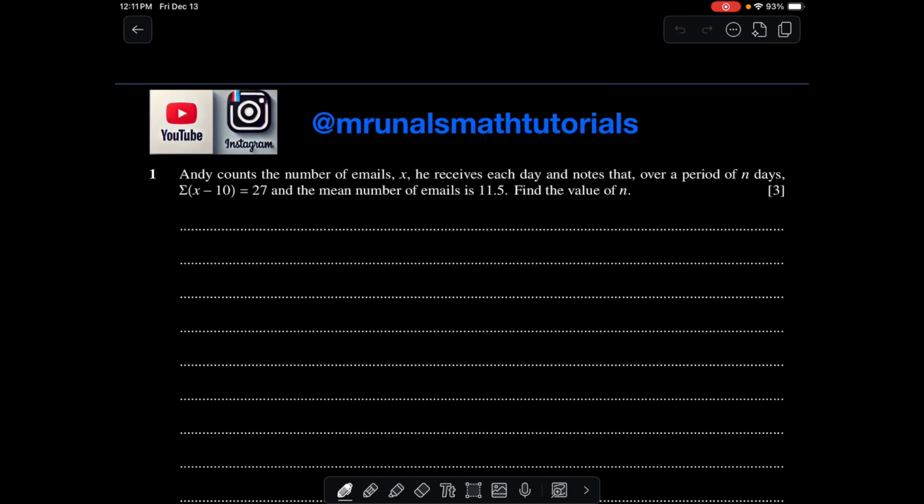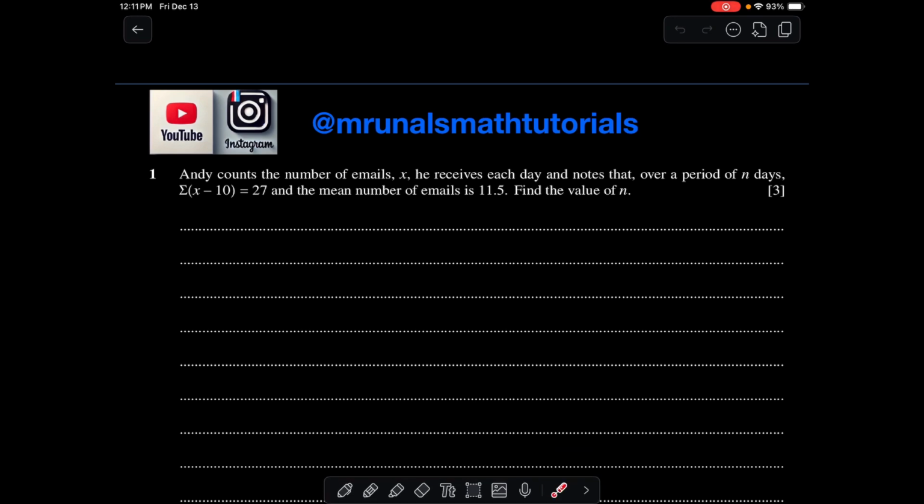Andy counts the number of emails, which is recorded as x over here, he receives each day and notes that over a period of n days, the sum of x minus 10 is equal to 27 and the mean number of emails is 11.5. Find the value of n.